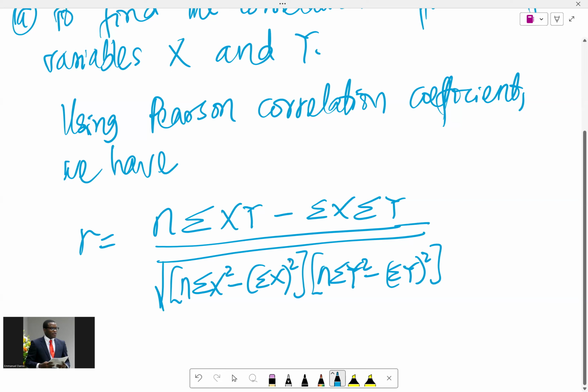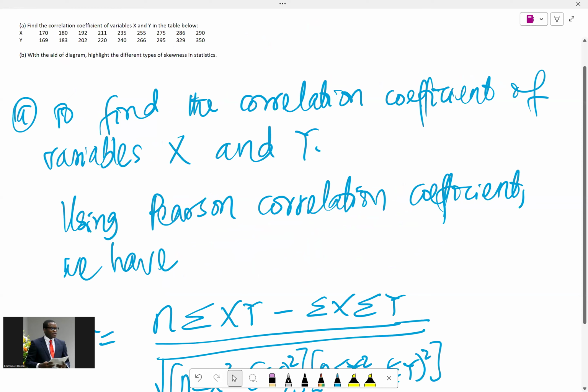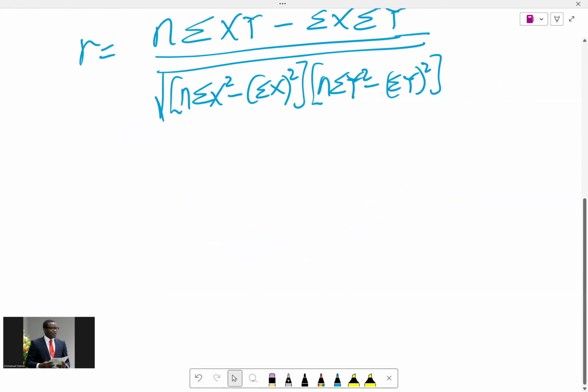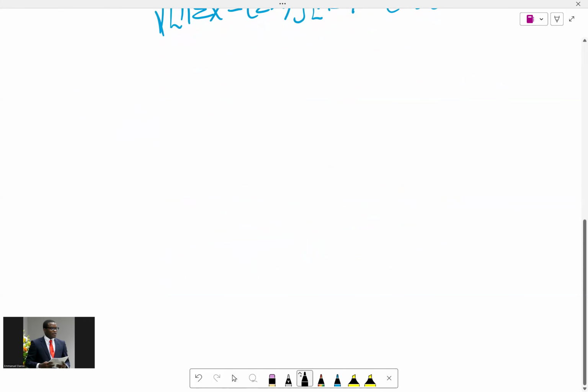And from that alone, you can already see that you need the summation of X, the summation of Y, the summation of X squared, the summation of Y squared, and the summation of XY. So you can get the data in that way. So let's get the data. Let's say X now. You have X, you have Y.